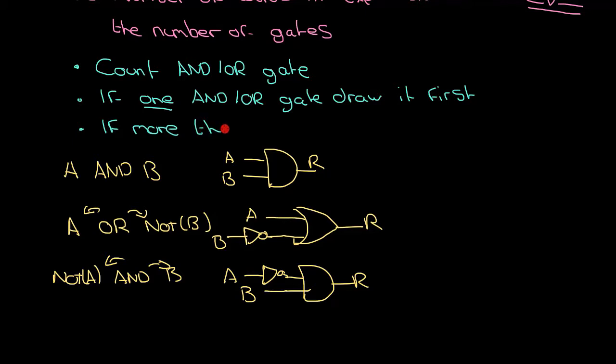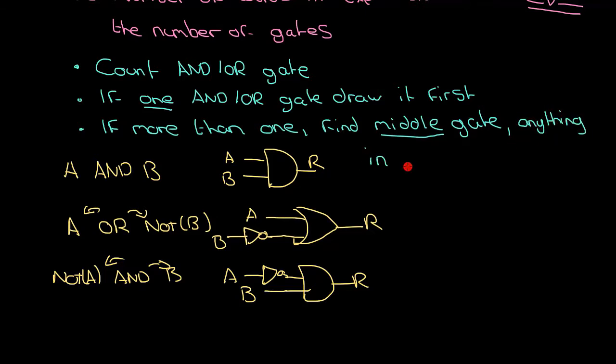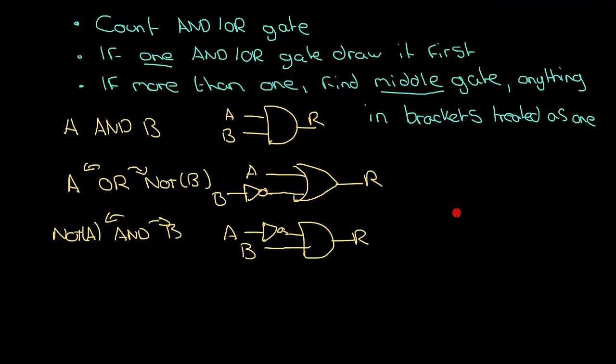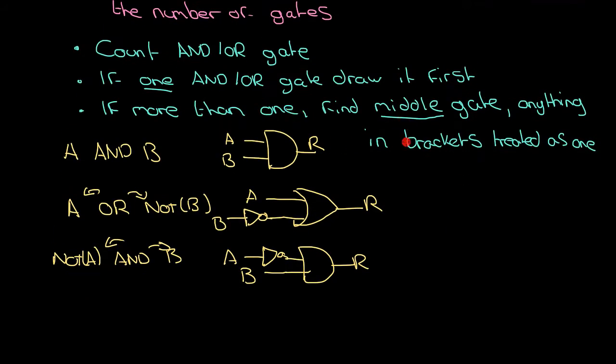So if you have more than one AND or OR gate, then it gets a bit trickier. The key here is to find the middle gate, and to find that middle gate, sometimes you'll have to treat some expressions in brackets as one, and I'm going to just show you by example what I mean by that, and hopefully it'll become a bit clearer.